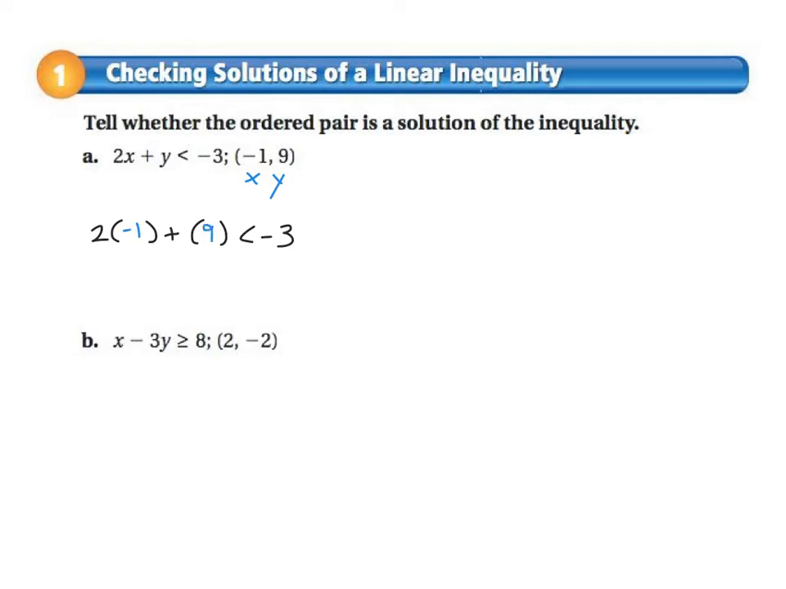Now we just need to simplify. 2 times -1 is -2. -2 plus 9 is 7. So we look at this statement. This statement reads, 7 is less than -3. So this is definitely not a true statement. 7 is not smaller than -3. So since we have a statement that is not true, we would say not a solution.